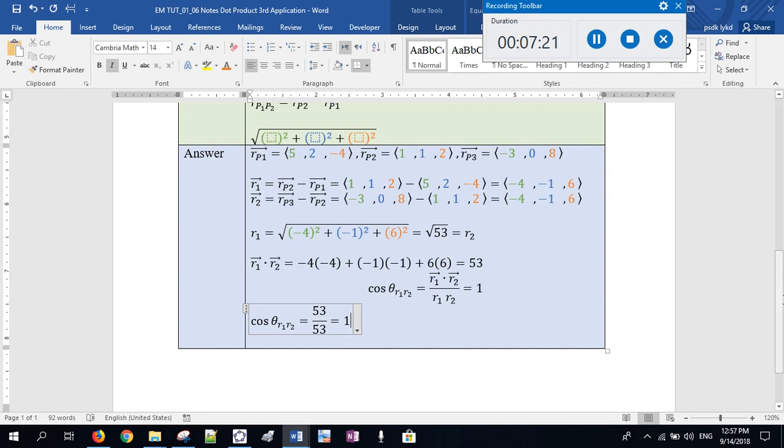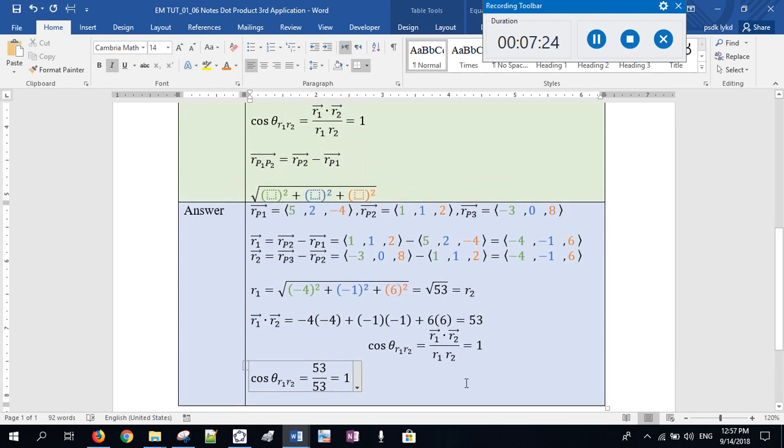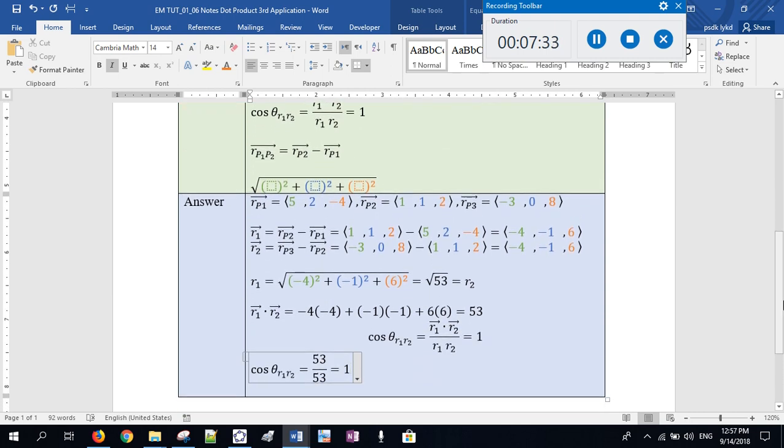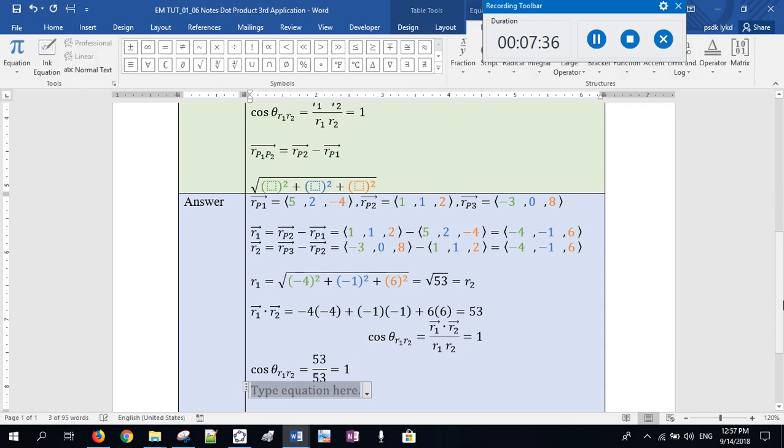And as we said, if cosine theta between the two vectors is 1, then the 3 points are lying on the same line. So P1, P2, P3 are lying on the same line, or in a straight line.